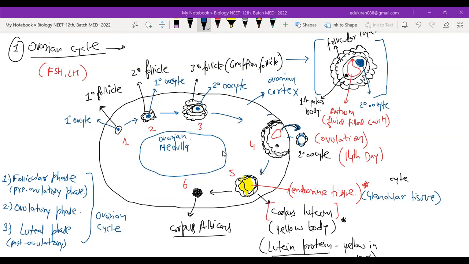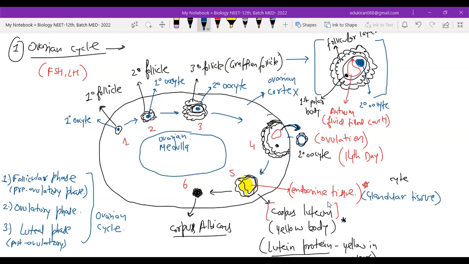So NCERT says ovulation and menstrual cycle together because they are talking simultaneously about the ovary as well as the uterus. But the hormones which are working are different, the events that are happening are different, and the phases are also different, but they both are happening simultaneously. In the end, everything will be clear to you when I come up with a graph. Do you have any conceptual doubt?